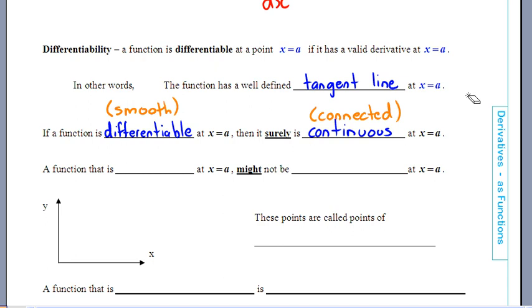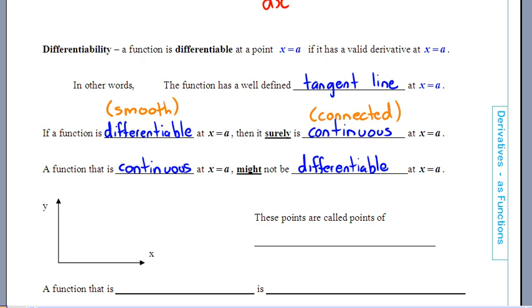It has to be continuous in order for us to have a chance. A function that is connected, that is continuous, if it's connected, it may or may not be differentiable. This is that whole cat-animal thing. So it's a challenge to be differentiable. You have to first be continuous. So it's like saying if a function is a cat, then it surely is an animal. But the next line says a function that is an animal may or may not be a cat.